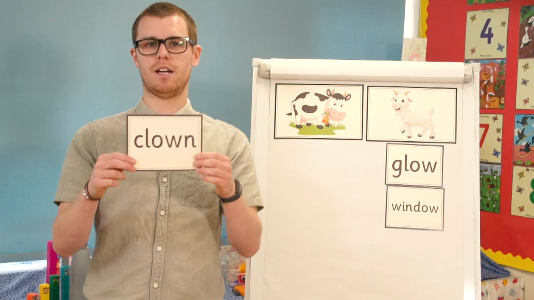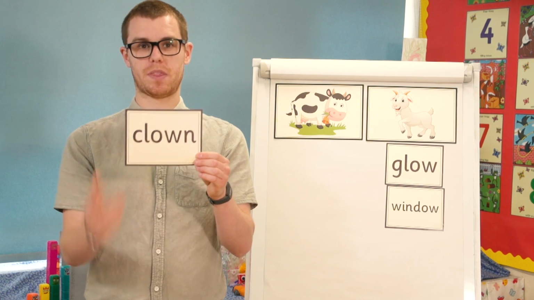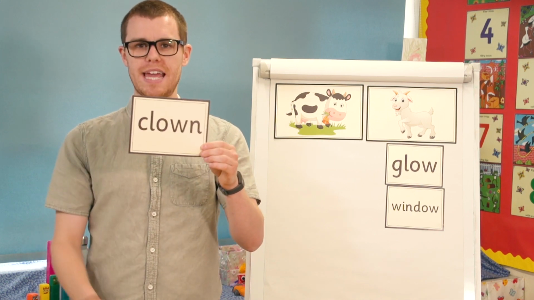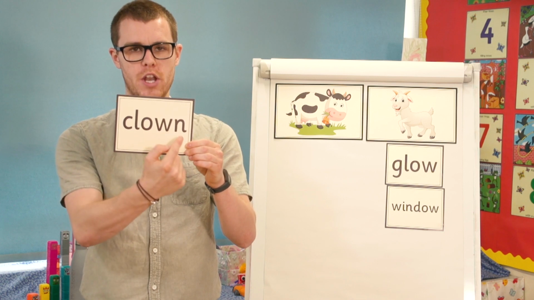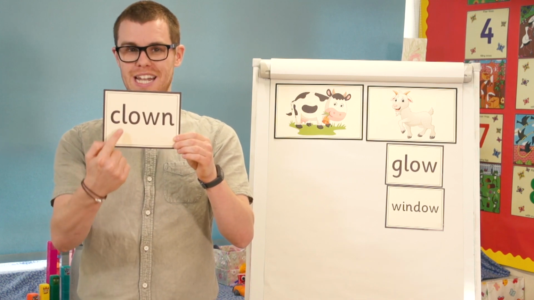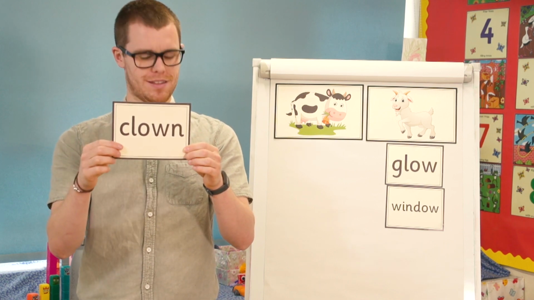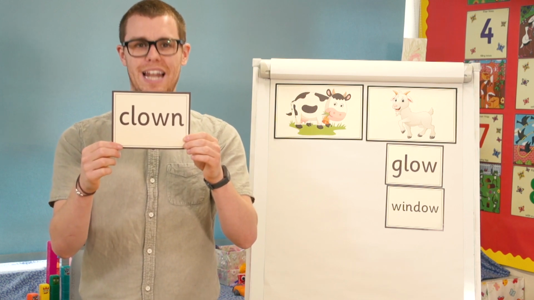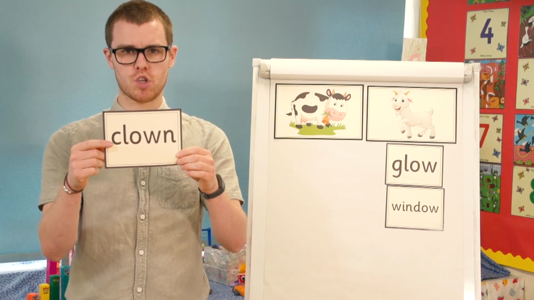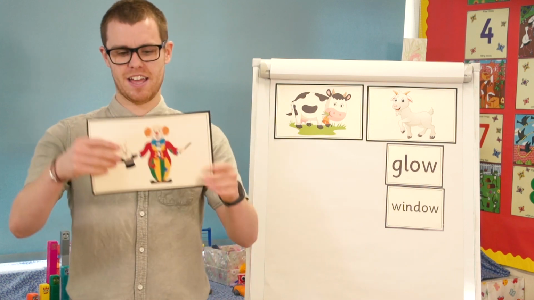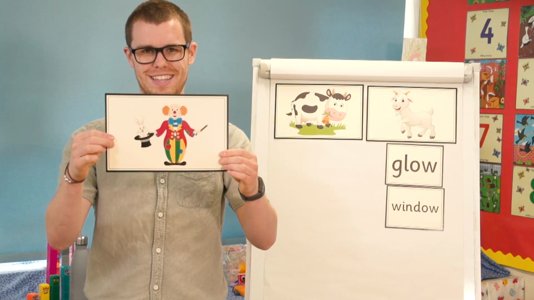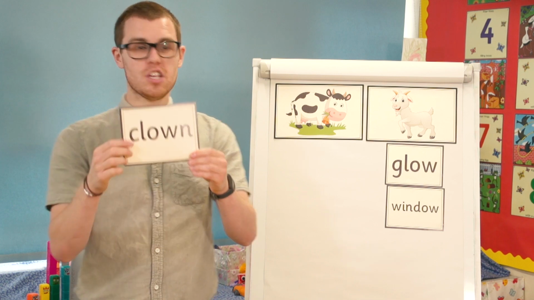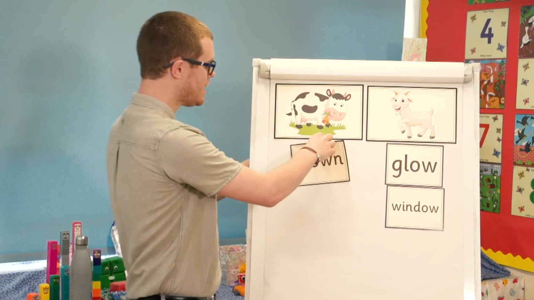Here is the next word. Read the word. O or ow? Help me work it out. Is it k, l, o, n? Or k, l, ow, n? Yes, it is clown. Clowns are people who dress up and do special tricks at a circus. Here is a funny-looking clown. Clown has the sound ow. So I'm popping it here under the cow.